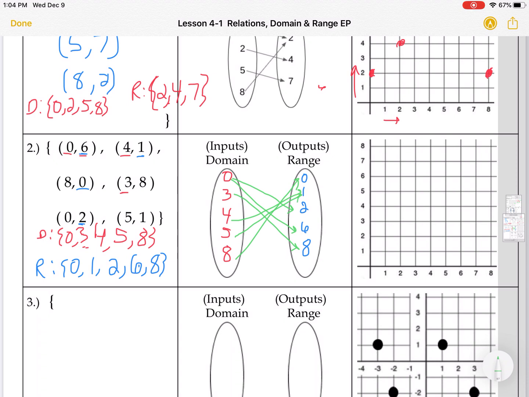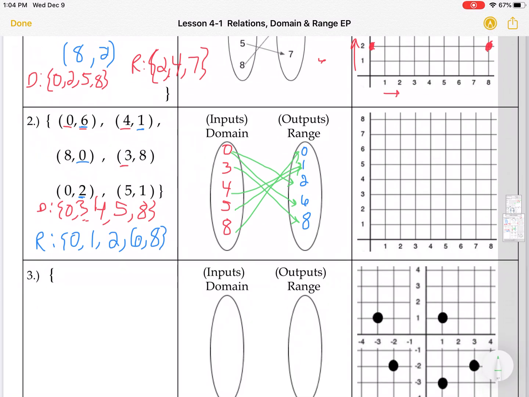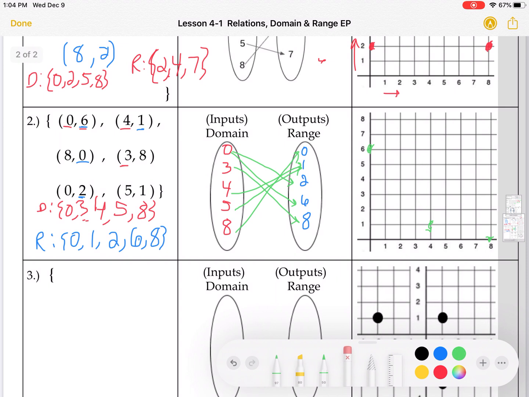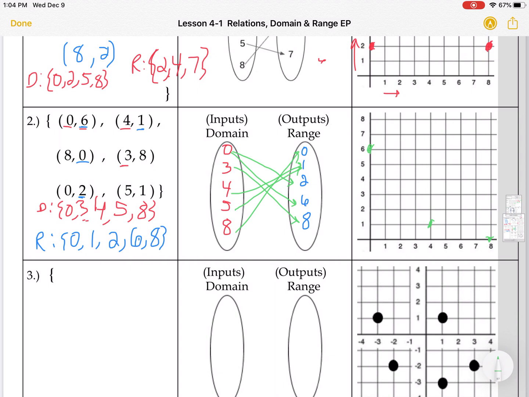If we follow the arrows all the way, we can see that each of them are mapped to the same numbers. So now when I graph these, (0, 6) is going to be up here. (4, 1) is going to be here. (8, 0) is going to be here. Let me fix (4, 1). It's a little messy. (3, 8). (0, 2). And (5, 1) is going to go right there. So we just got to plot the points.